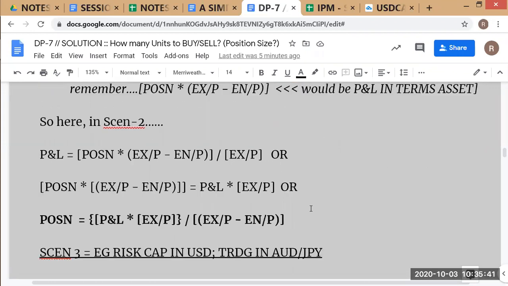Okay, so scenario 2 we had actually already done before, but I just did it once again. Any questions, guys, at this stage?